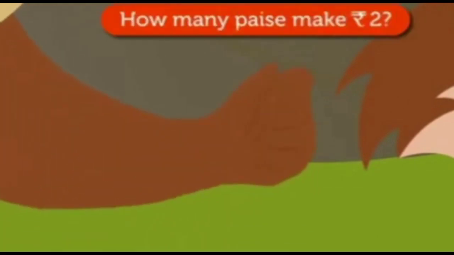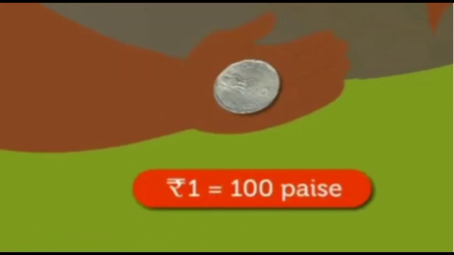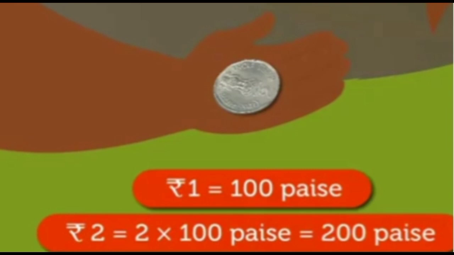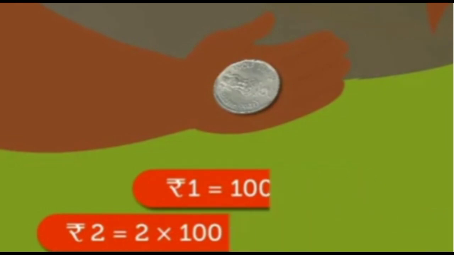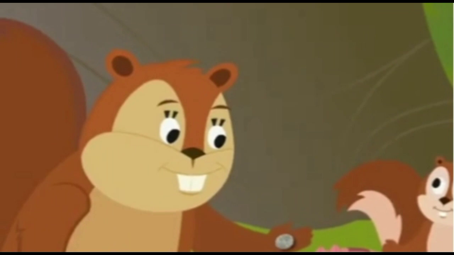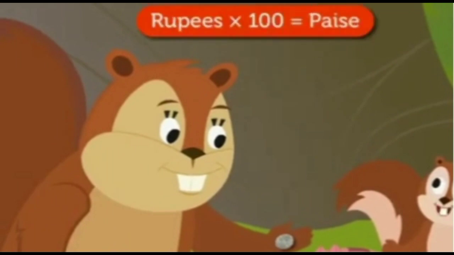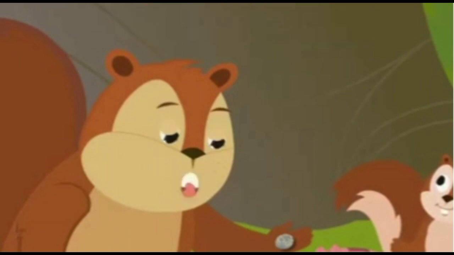Children, then can you tell me how many paise make 2 rupees? We know that 1 rupee is equal to 100 paise. So we can say that 2 rupees is equal to 2 into 100 paise. That's equal to 200 paise. So we can say that to convert rupees into paise, we should multiply the given rupees by 100.